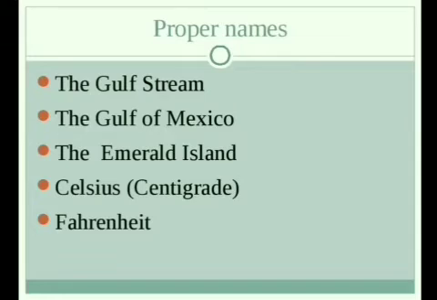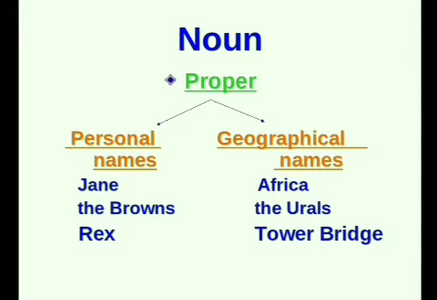All the names that you see on the screen are also accepted to be proper names: the Gulf Stream, the Gulf of Mexico, the Emerald Island, and Celsius and Fahrenheit. All of them are written with capital letters and are called proper names. Proper nouns can be personal names such as Jane, Mr. Brown, and Rex, as well as geographical names like Africa, the Urals, and the Tower Bridge.